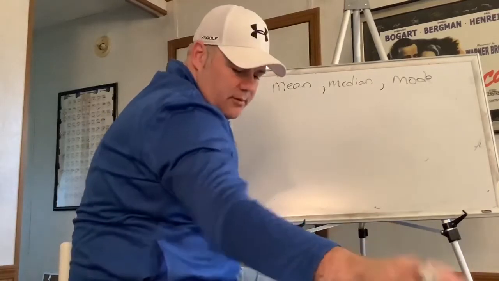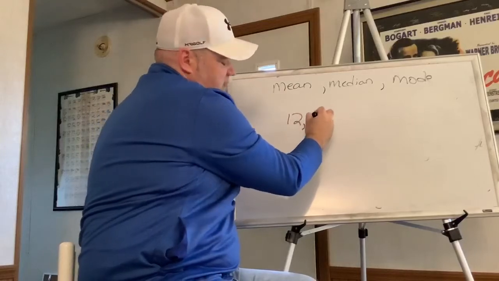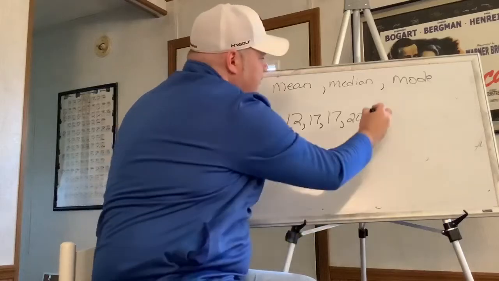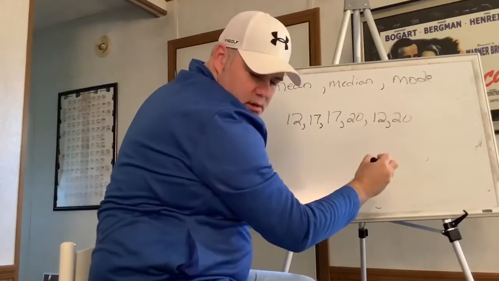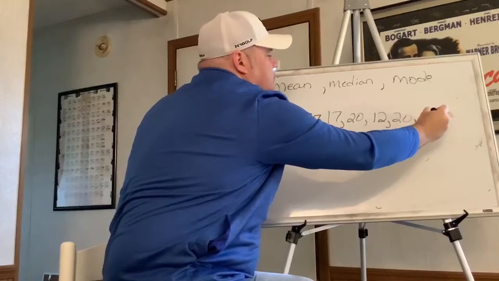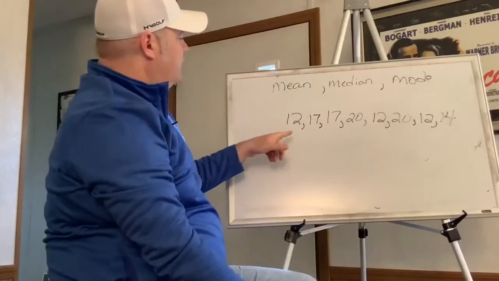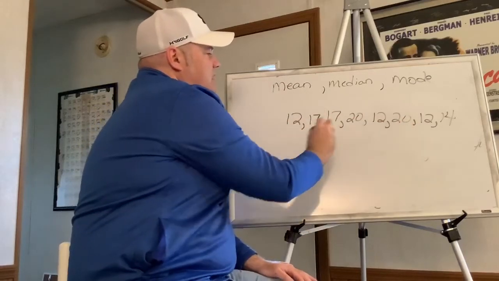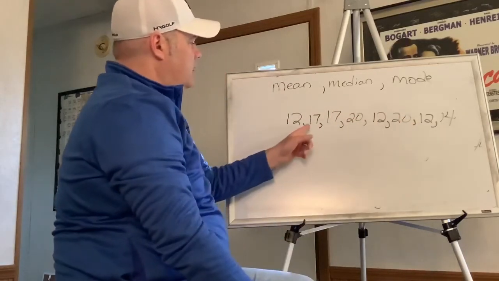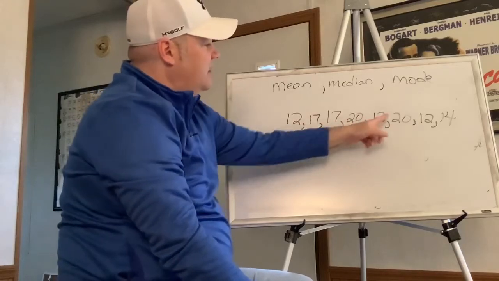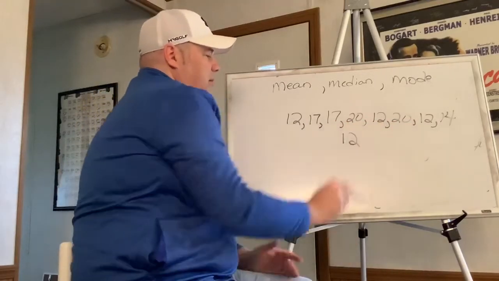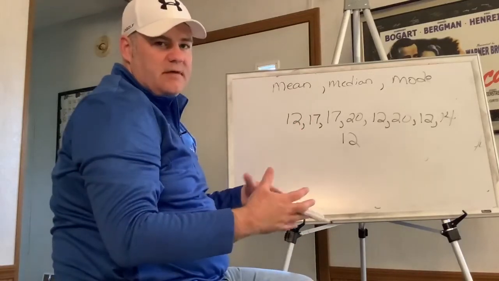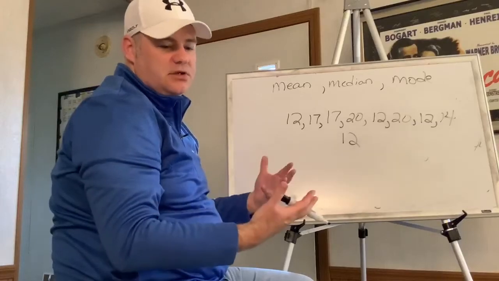Let me give you another example. 12, 17, 17, 20, 12, 20, 12, and 14. I look through and there's one, two, three 12s, there's two 17s, there's two 20s. Well, there's two of these, there's two of these, but there's three of the 12s, so the one that repeats the most is 12. 12 is my mode. As soon as one distinguishes itself and is more than the others, then that's your mode.